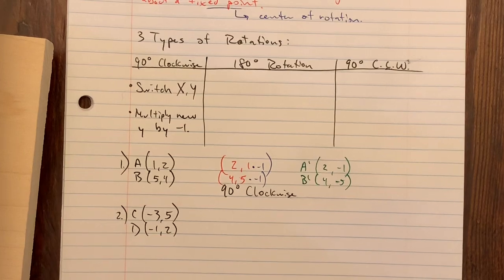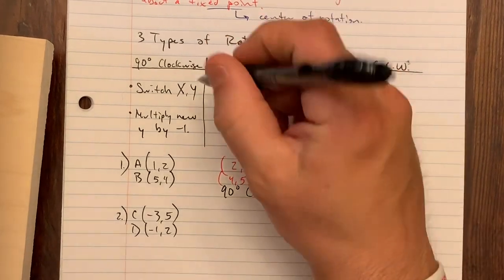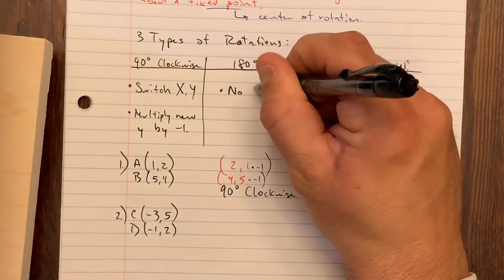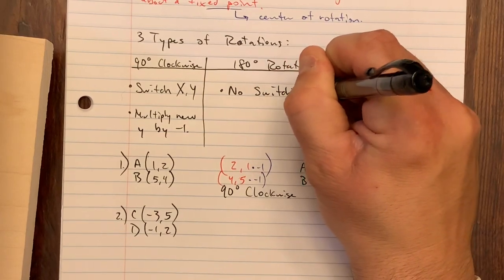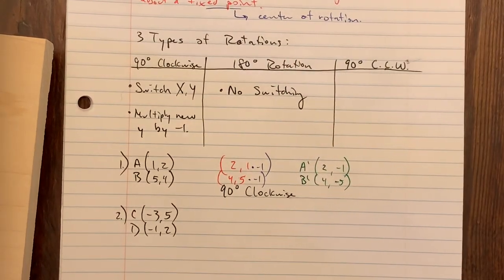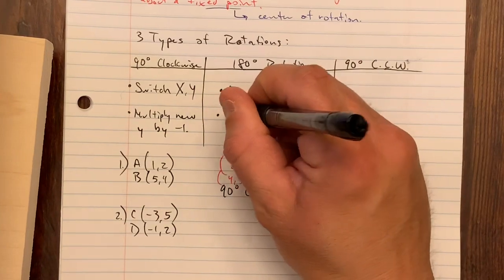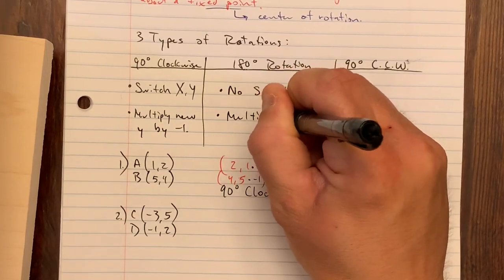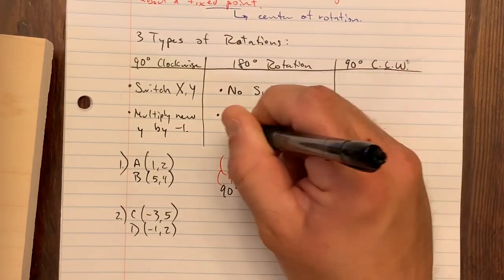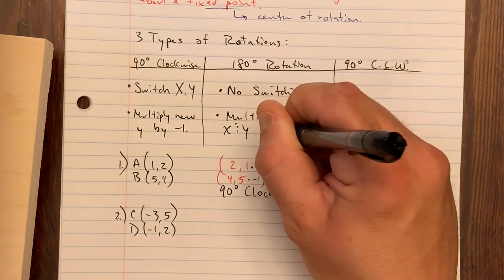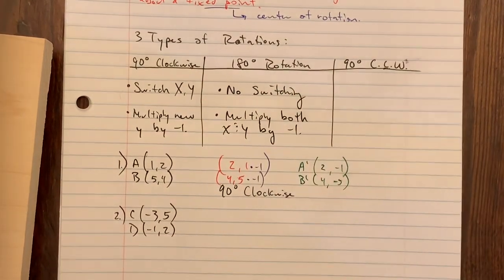This one's a pretty simple set of rules. We're not going to switch. So these are just going to stay the same. We are simply just going to multiply both x and y by -1.